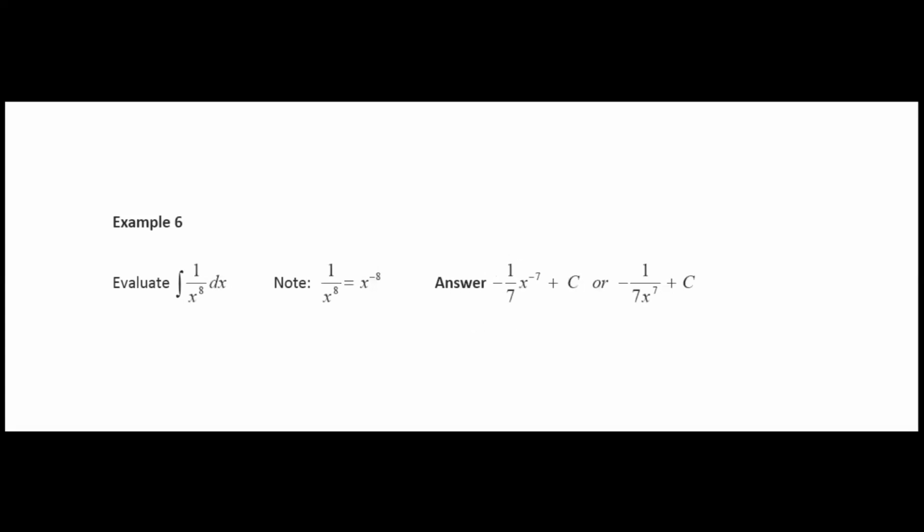1 over x to the 8th. Again, x is not to a power, but we can write 1 over x to the 8th as x to the -8. Add 1 to minus 8, makes it a minus 7, divide by minus 7, or minus 1/7 times x to the minus 7. There's an answer, and it is a good answer as well.